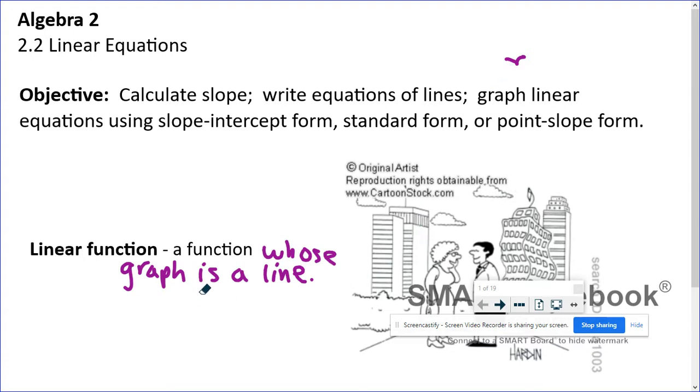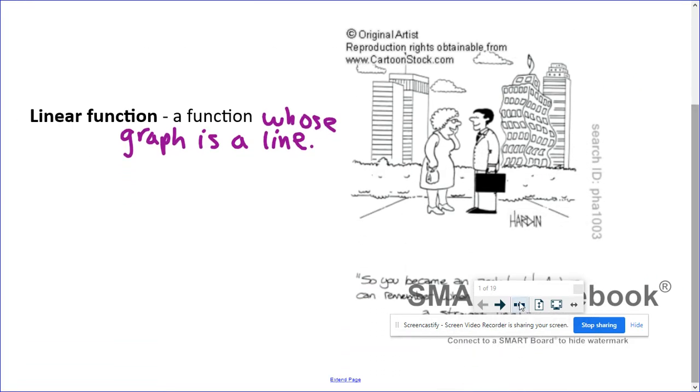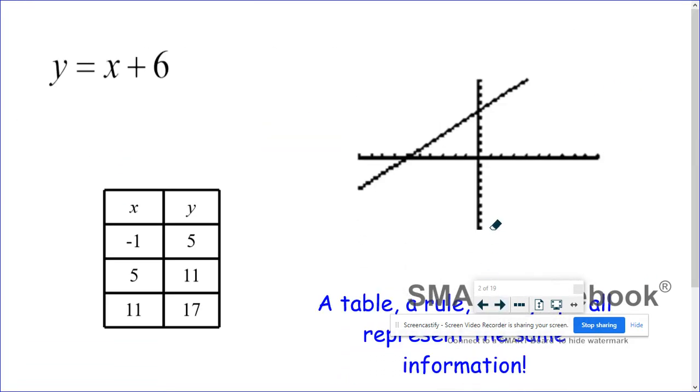First definition, a linear function is a function whose graph is a line. Right here, we're going to look at three different forms of the exact same thing. So whether you write an equation, whether you have a table, whether you have a graph, this all represents the same function. Let me also throw in here writing it in function notation that we talked about before, also means the same thing.